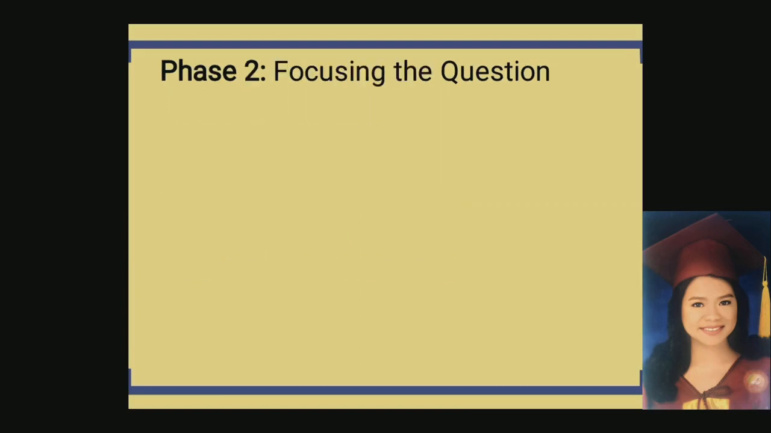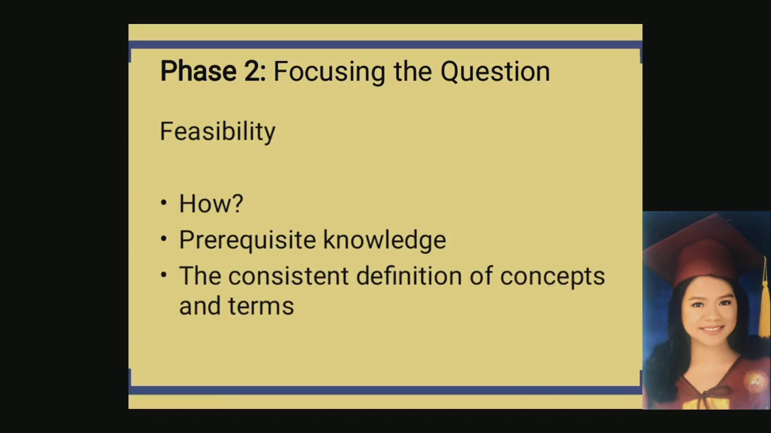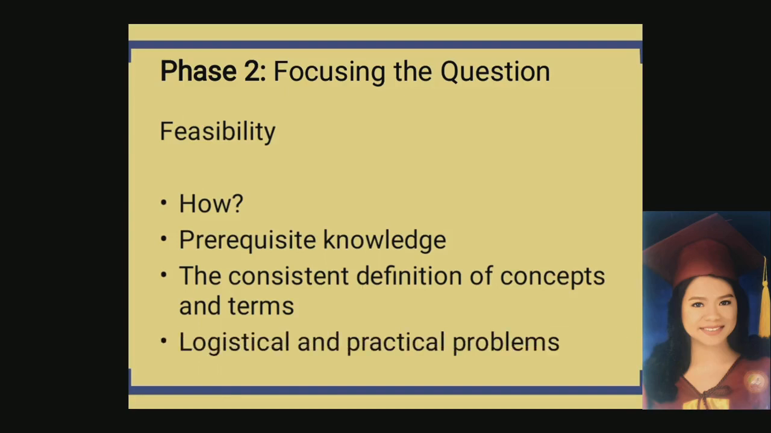Phase 2. Focusing the question. Feasibility. How? You have to look forward on how your research will go. Prerequisite knowledge. Rely on something you already know or something that you already have a background knowledge on. The consistent definition of concepts and terms. Make sure that the terms you are going to use won't contradict each other. Logistical and practical problems. Be logical.